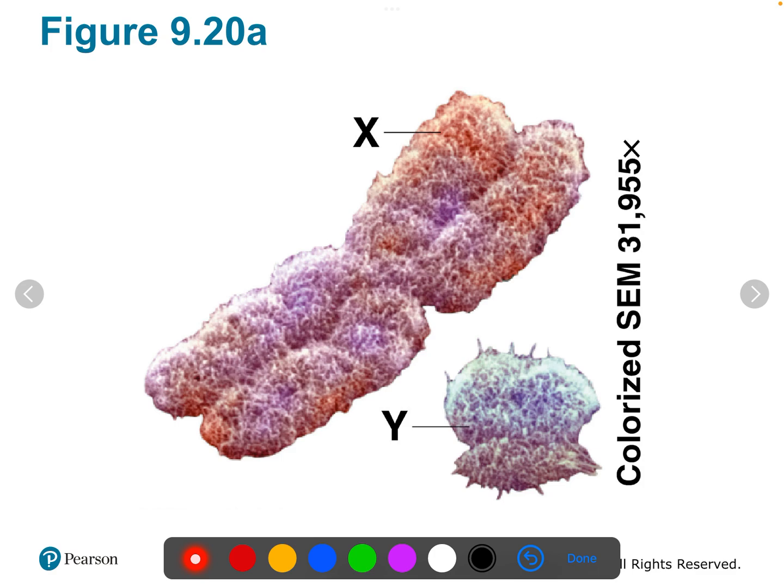And again, here, this is an actual look. It doesn't really look like a Y, but look at the size difference. Look, it's missing. It's just not the same size and shape as the X. So there are things that are going to be missing on the Y that you find on the X.